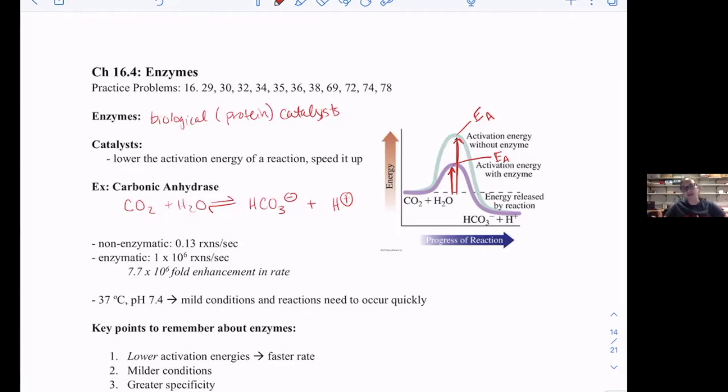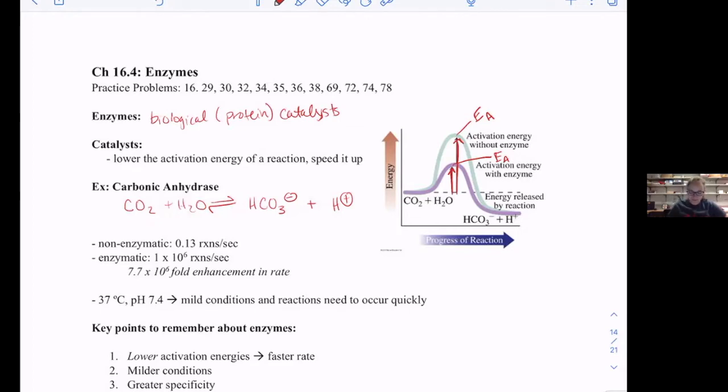Think about how much energy it takes to run up a hill. If it's a really tall hill, it's going to take more energy. If it's a shorter hill, it'll be less. So our catalyst is going to make the hill shorter for us. Looking at an example, carbonic anhydrase: CO2 and water equilibrate in order to form HCO3- and H+.